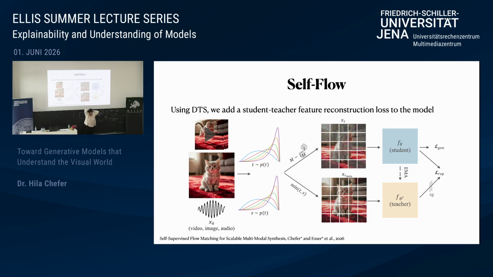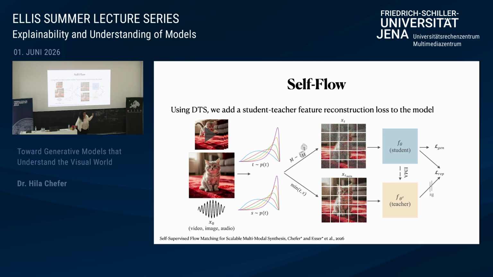So this EMA thing, you can actually not use the EMA, but just use the copy of the student, and it performs really nicely as well. But the idea is that the model needs to develop its own representations that are ideal for its own task, which is the generative task, right?